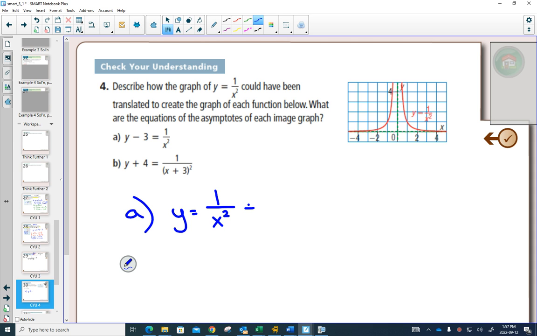I would take the time to keep the y by itself and move the 3 over. And this question says, describe.